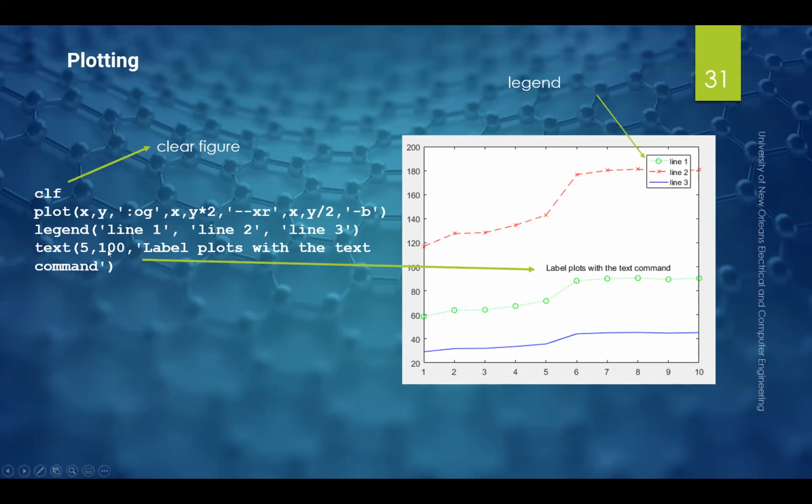The text command, same thing, right? You can place the text for your plots anywhere on the plot, and then the different colors for the different plots and different markers that I use in this case.